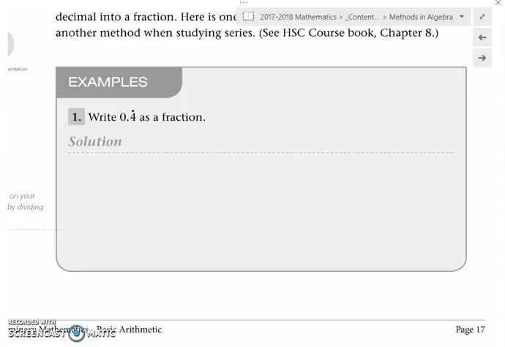All right, this one is a little bit different. So this is a recurring decimal. So we know that the 4 goes on forever. It just keeps going on forever. Okay, so what we're actually going to do is play a bit of mathematical hopscotch.